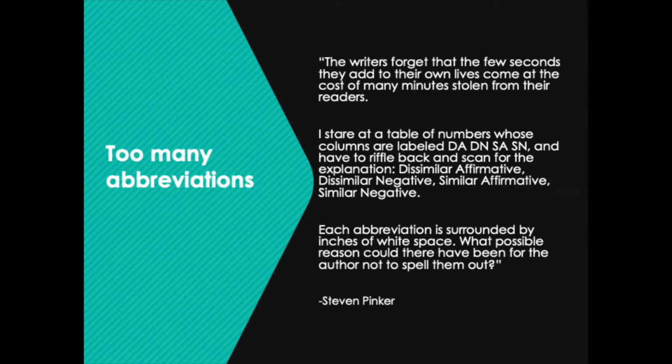He says, "The writers forget that the few seconds they add to their own lives come at the cost of many minutes stolen from their readers. I stare at a table of numbers whose columns are labeled DA, DN, SA, SN, and have to riffle back and scan for the explanation. Dissimilar affirmative, dissimilar negative, similar affirmative, similar negative. Each abbreviation is surrounded by inches of white space. What possible reason could there have been for the author not to spell them out?"